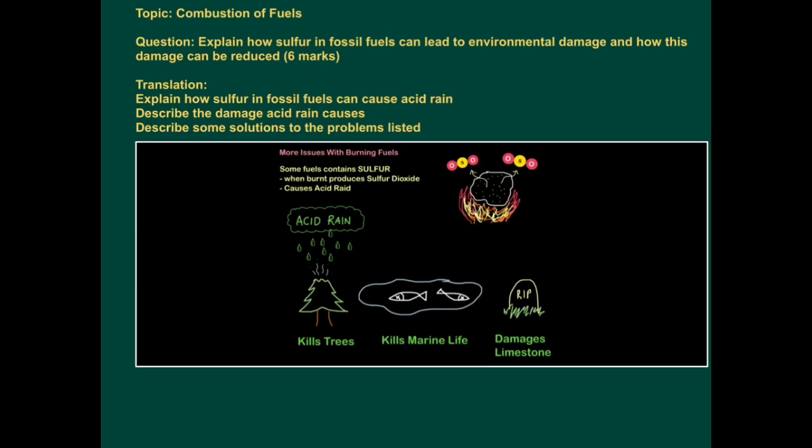acid rain. Then you have to describe the damage this pollutant, acid rain, causes. And then finally describe some solutions to the problems listed. So that's how it can be reduced, the damage can be reduced.